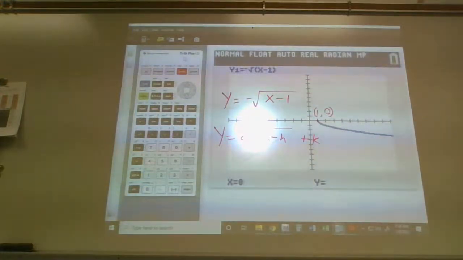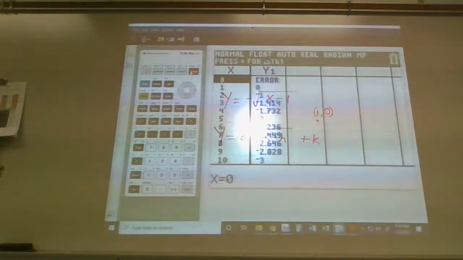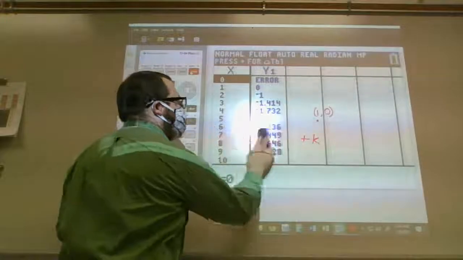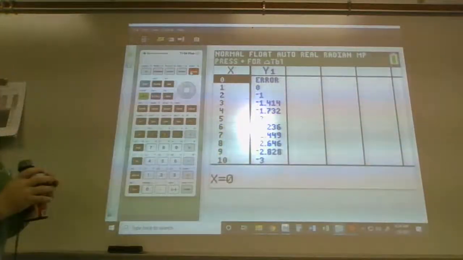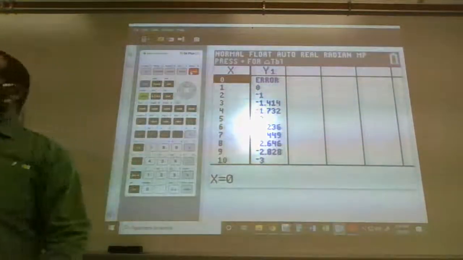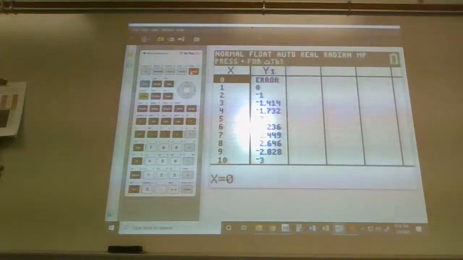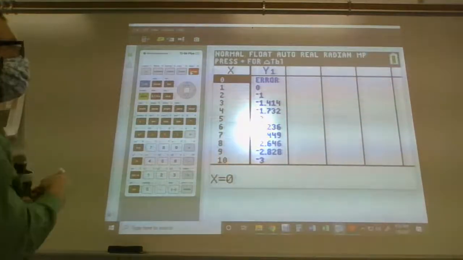Hit in your calculators, second graph. We're going to go to a table of values here. If I hit second graph, it takes me to that table of values. I'm going to erase some stuff on the board so we can see this a little bit more clearly. But if you notice immediately, 0 gets you an error.